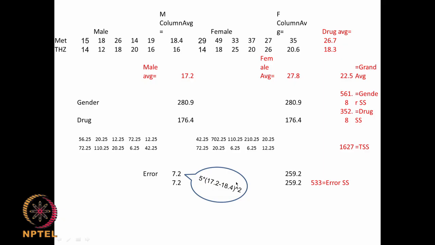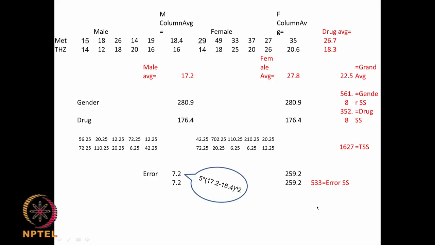Similarly, we can do for the other one also. We will get 29 minus 35 square, 35 minus 27.8 square into 5. So, like that you keep on doing. Then again for this, 16 minus 17.2 square multiplied by 5. If you add up all these, that will give you the error sum of squares.